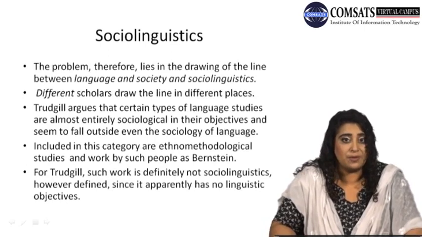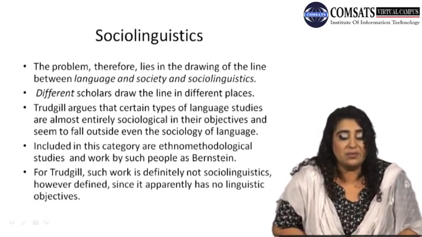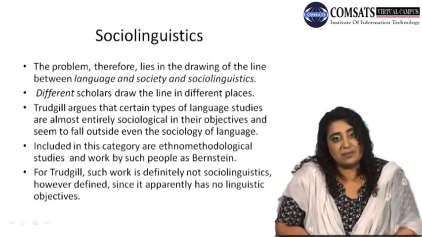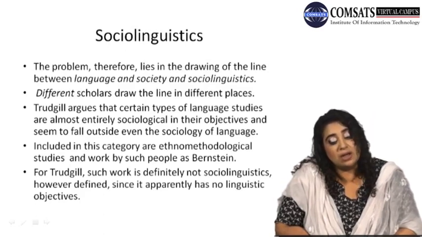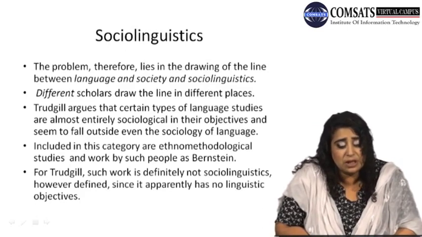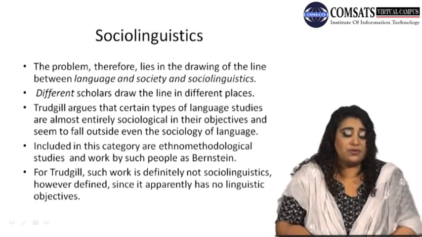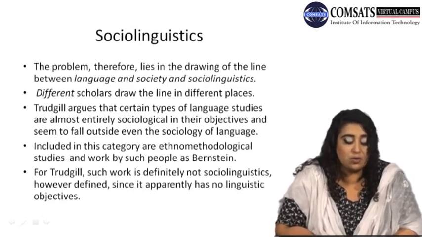So the problem would lie in the drawing of the line between language and society and sociolinguistics: how language and society would affect each other, or what sociolinguistics is investigating. Different scholars draw the line in different places. Now, Trudgill argues that certain types of language studies are almost entirely sociological in their objectives and seem to fall outside even the sociology of language. Included in this category are the ethnomethodological studies and work by such people as Bernstein. For Trudgill, such work is definitely not sociolinguistics, however defined, since it apparently has no linguistic objectives.